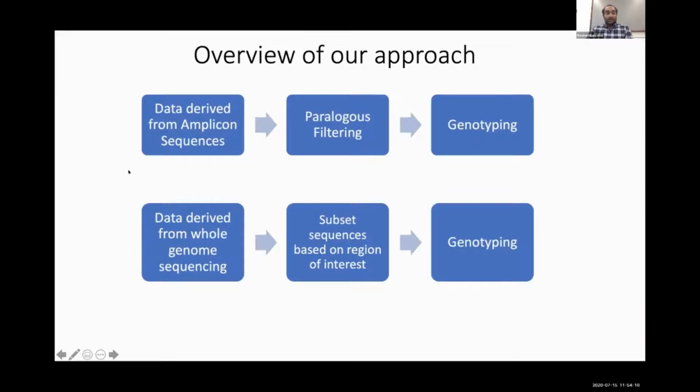So this is an overview of our approach. There are two main schemes to this. One is data derived from amplicon sequencing, and the second is data derived from whole genome sequencing. We treat these differently because they have different kinds of problems to deal with. When you consider amplicon sequencing, you have high read depth, which is great, but it also comes with the consequence of a lot of paralog sequences being captured and a lot of PCR artifacts and so on. So we do paralogous filtering before genotyping in this case. For whole genome sequencing, since the data is huge, in order to save time, we subset these sequences based on the region of interest prior to genotyping.